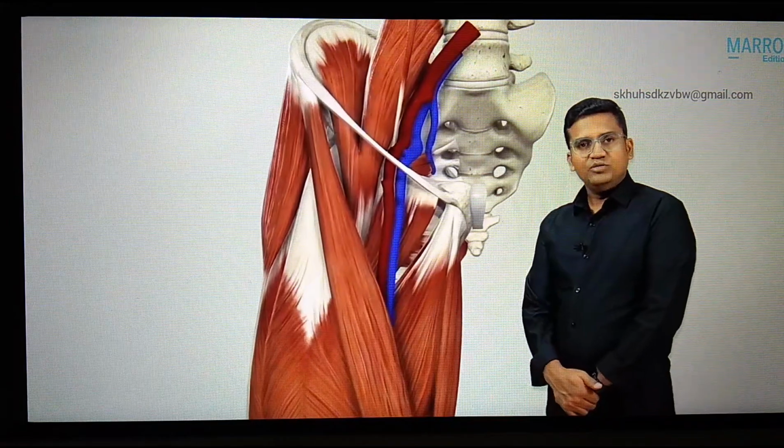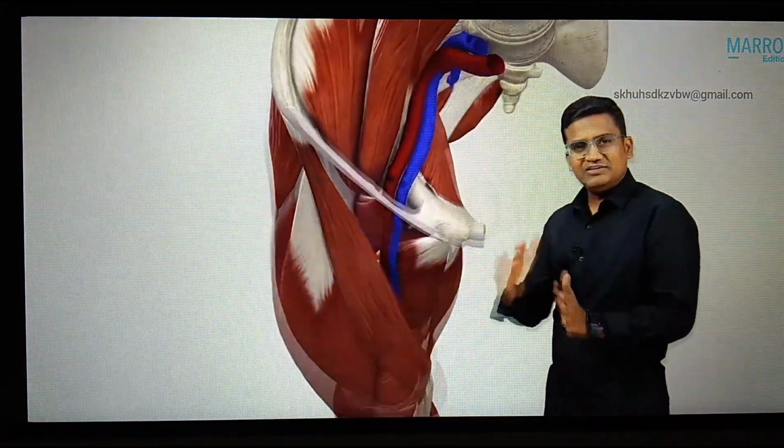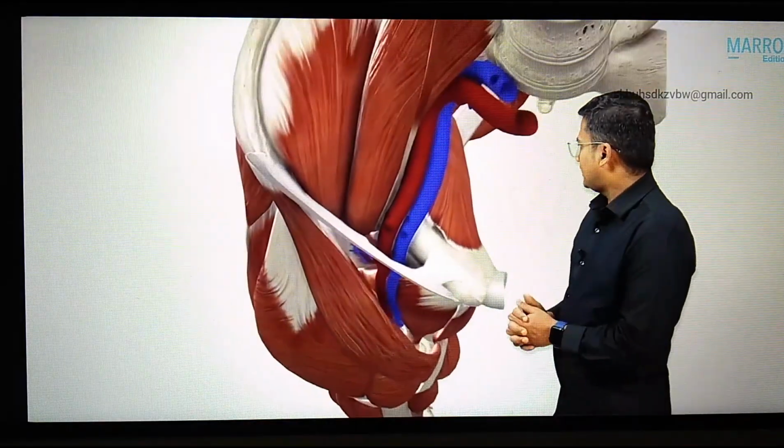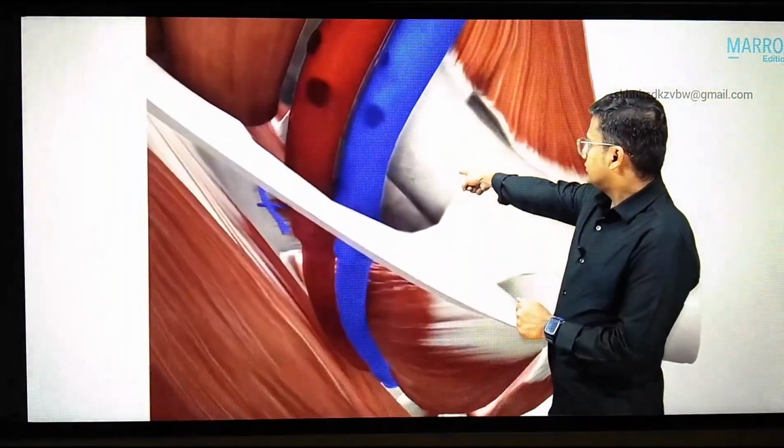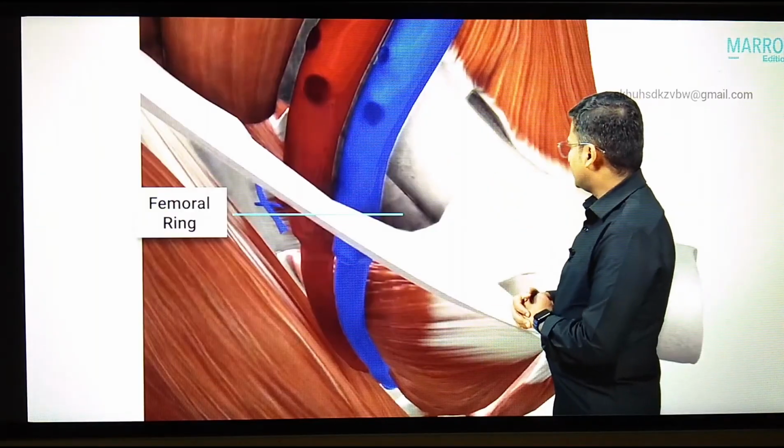Now we're going to see the boundaries of the femoral ring. So femoral ring is the defect or opening in the upper part of the femoral canal. Now that is our femoral ring. Okay. Now boundaries of the femoral ring.